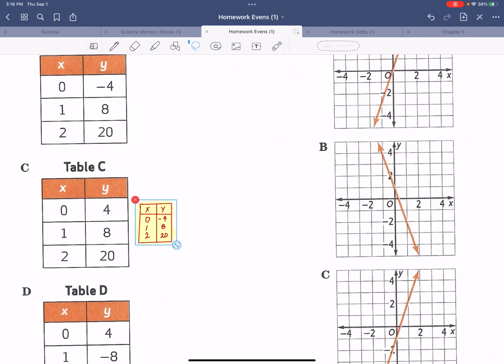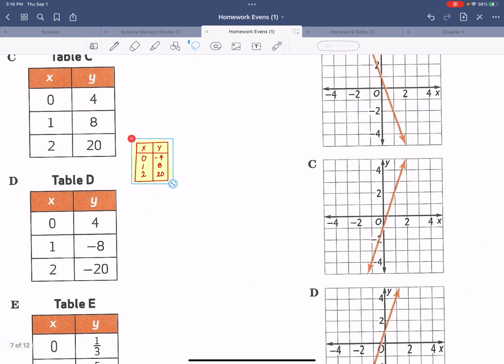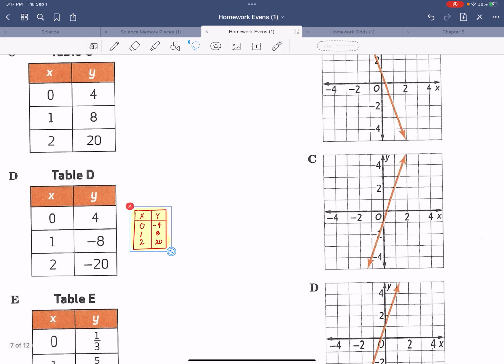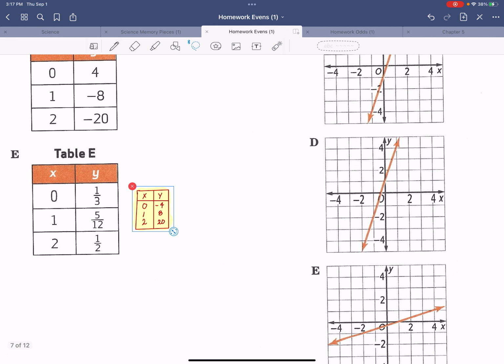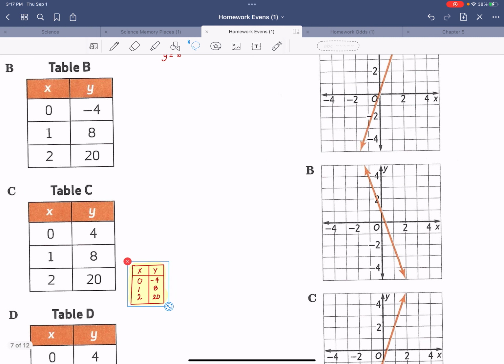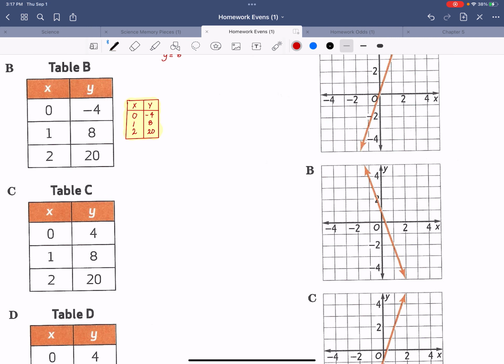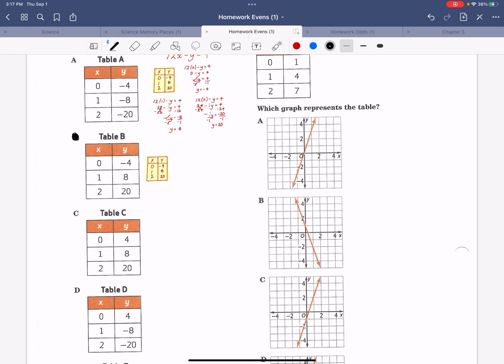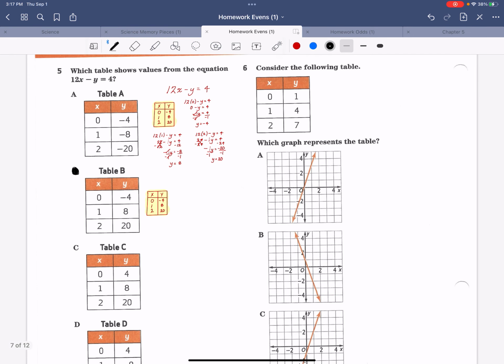It doesn't match there on the first row. It doesn't match there on the first row, the second row, or the third row. And it sure doesn't match there. So the one that matches what we found was B. Now you could sit and substitute all those in if you just want practice substituting, but I would solve myself and then find the answer that matches. It doesn't matter though, however you want to do it is fine.